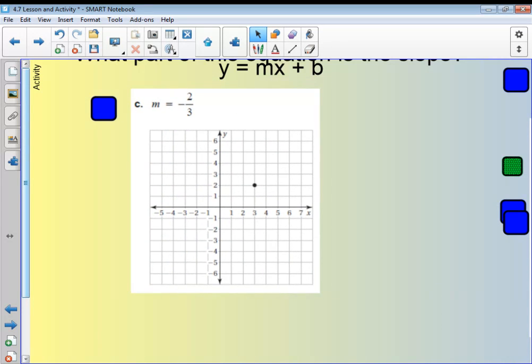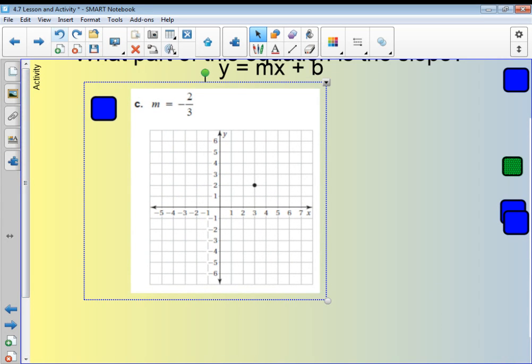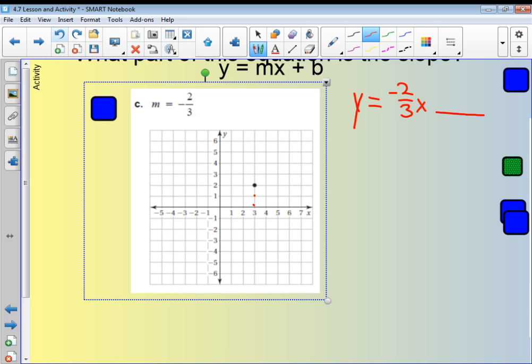Go ahead and try one more. So this time we have a negative 2/3 for our slope. So y equals our slope, which was negative 2/3 x, and then where it crosses our y line. So if I go from this point down 2, because it's negative 2/3, 1, 2, over to the right 3, 1, 2, 3, there's my point.